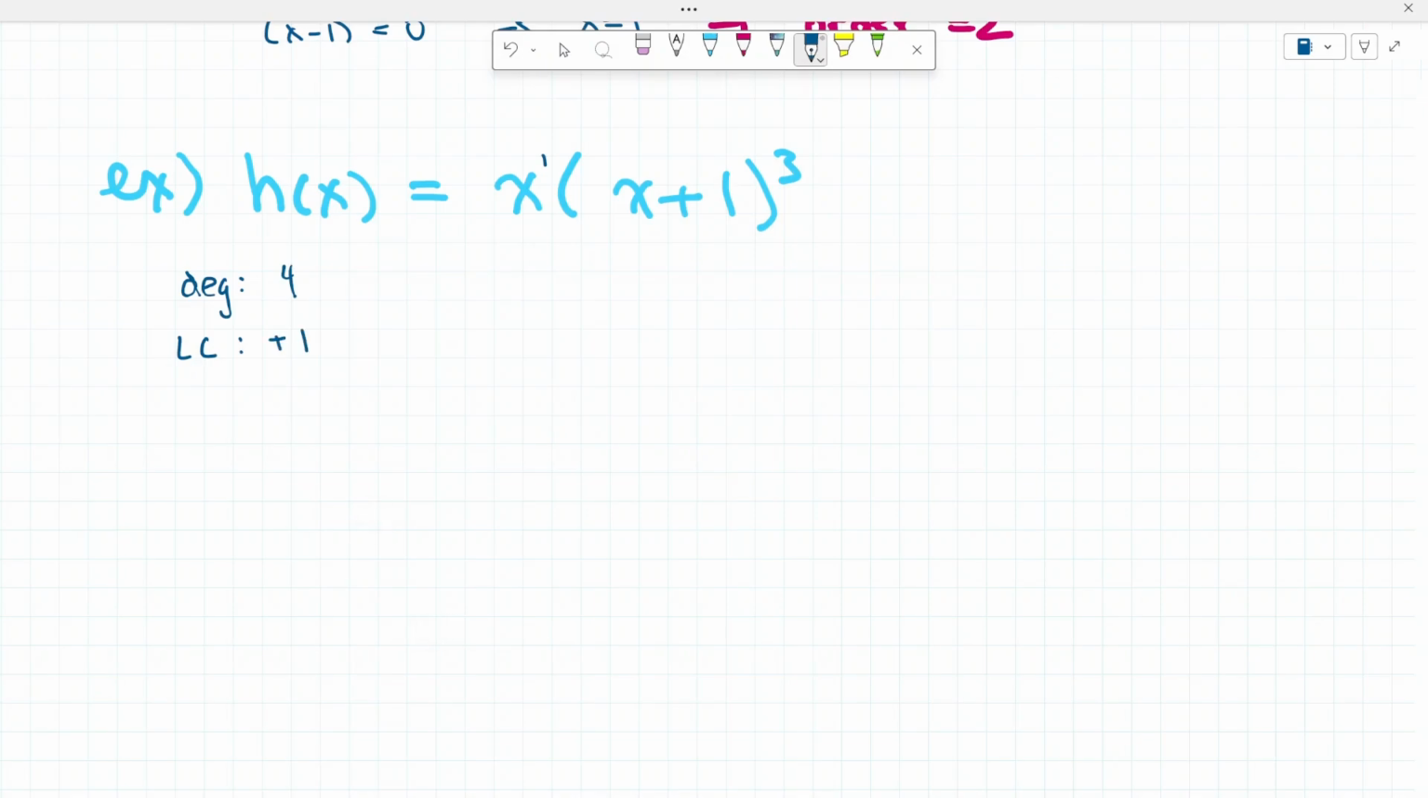And then what else? We see that we have roots at x equals 0. We're going to set this whole thing equal to 0. And we also have a root at x equals -1. At x equals 0, our order equals 1. And at x equals -1, here we see that our order equals 3. And that determines what is the interaction or behavior at these roots.